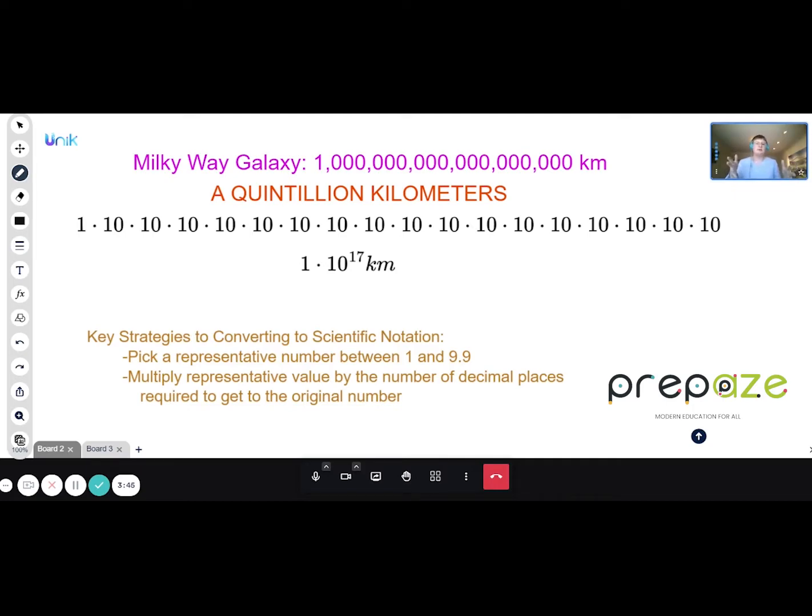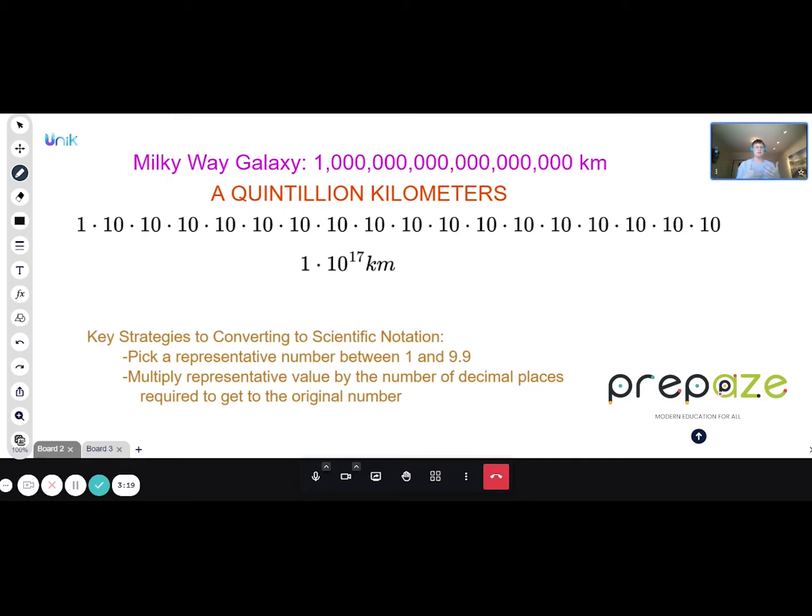So let's think about 1 quintillion for a moment. 1 quintillion is the same thing as multiplying 1 times 10 times 10 times 10 times 10, all the way, we're multiplying it 17 times in order to get our value of 1 quintillion. So we can represent quintillion as a product of 1 multiplied by a series of numbers of 10 to represent all of those place value movements. So we can summarize that down.